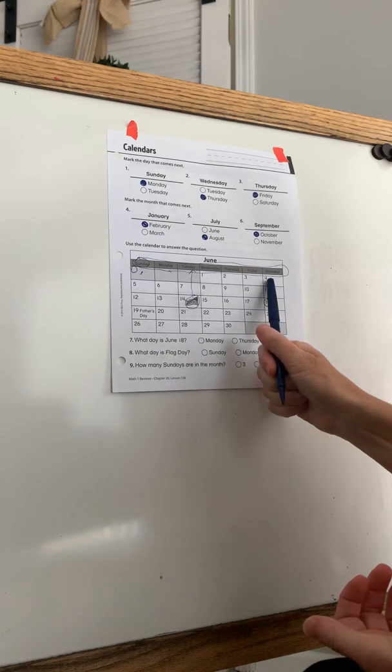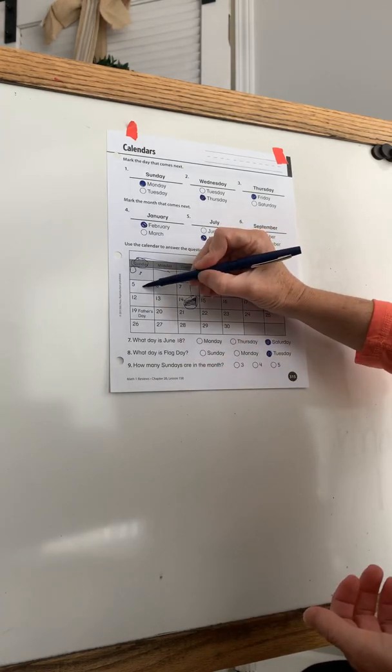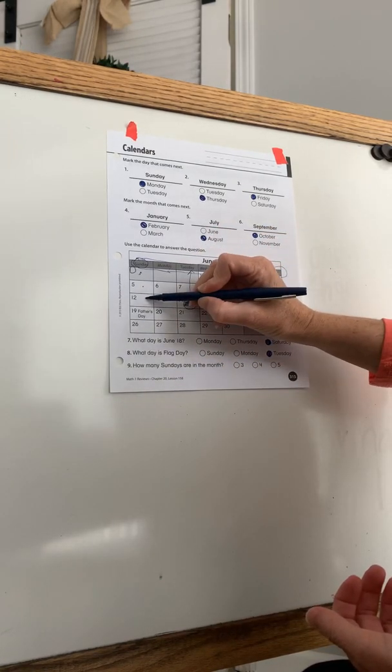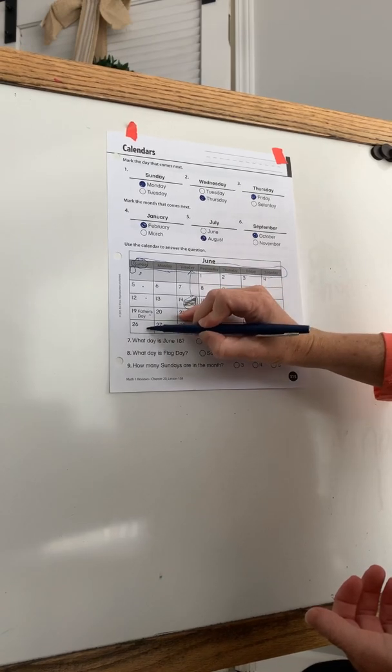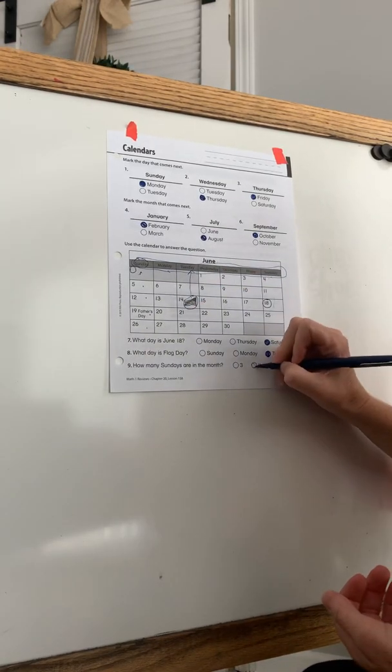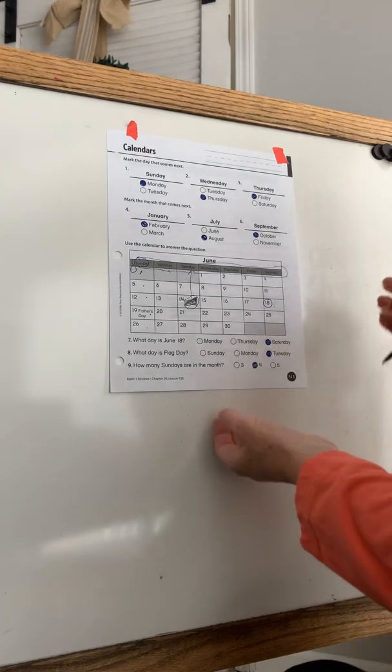These all have dates, okay? So here's a Sunday in June. Here's a Sunday. Here's a Sunday, and here's a Sunday. So there are 4 Sundays in June. Okay.